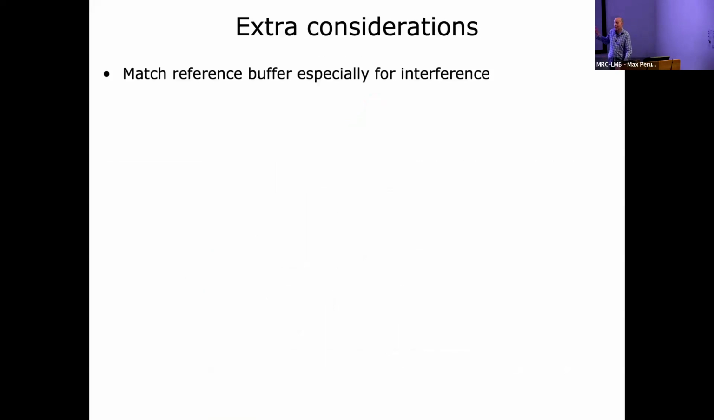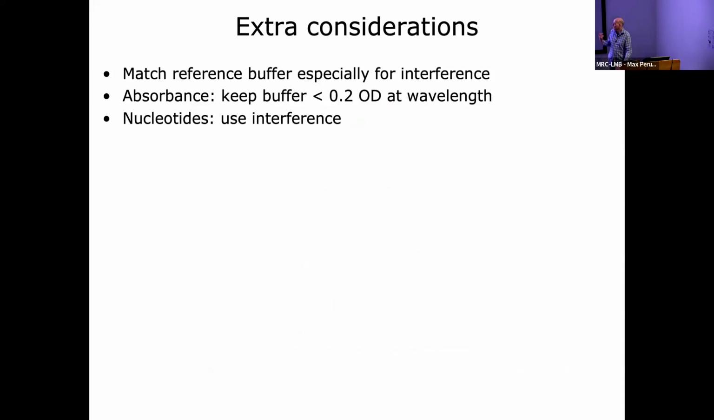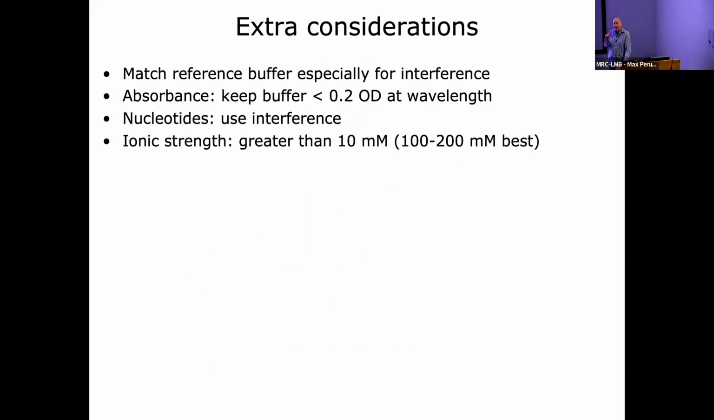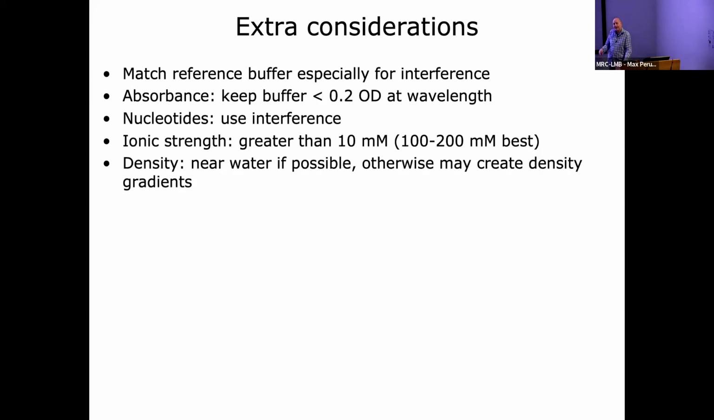Okay, extra considerations. You're going to need to match the buffers if you're looking at interference or absorbance. You don't want the buffer components themselves to absorb. Nucleotides you can look at by interference, because in absorbance at UV they're going to absorb a lot. Everything needs to have some salt in there. You need to have at least 10 millimolar in the buffer, and 120 millimolar, a normal physiological ionic strength, is good. Keep the density as near as possible to water, otherwise you'll create density gradients. And certainly if you have glycerol in your sample, that's not a good idea.